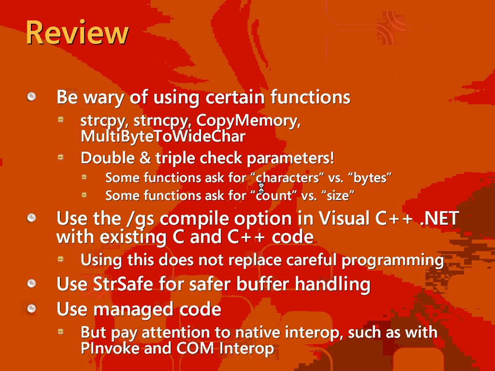It also means you should definitely double and triple check all those parameters. Some of them ask for characters versus bytes. Some of them will ask for the count versus the size. Some of them will ask for size left. And you need to be aware of all the different possibilities if you're going to be using some of these functions. The easy way to get around that is to use StrSafe for that safer buffer handling. There's really also no reason not to use the GS compile option in Visual C++. It doesn't replace the need for careful programming, but a combination of string-safe handling libraries with the GS compiler switch can drastically improve the security of your application, given that it will help you at both design time and run time to have better code.